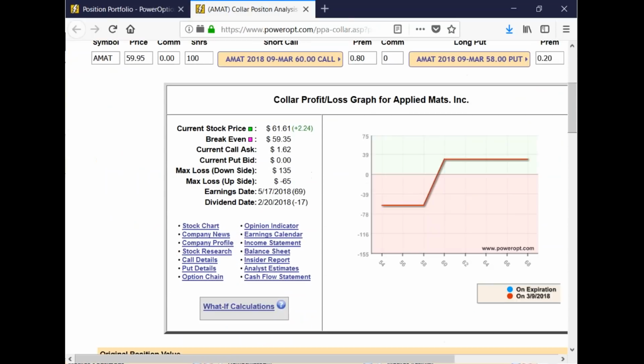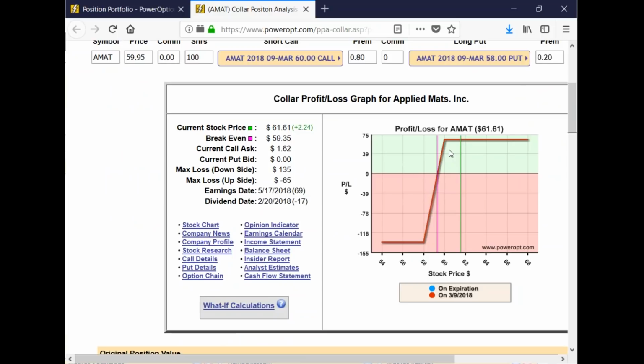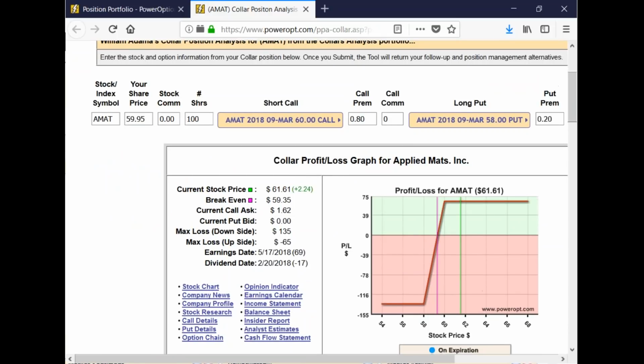The Position Analysis tool gives us a breakdown of our existing position. This position would have been opened on Monday, where we would have bought AMAT at $59.95, sold the March 60 call, today's expiration 60 call, for 80 cents, and bought the 58 put for 20 cents. We got a 60-cent positive premium at the 60 strike, and the purchase of the stock was $59.95. So the max gain was 65 cents, the max loss was 135, about a 2-to-1 ratio. You should look for a little bit better, but in this case we'll just go with it for the example.